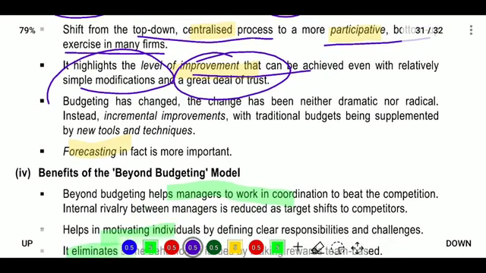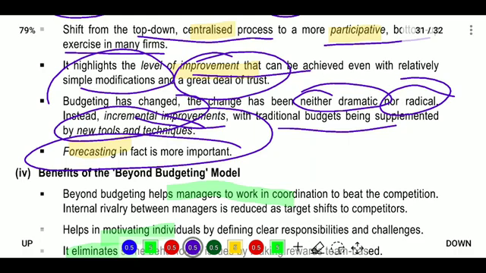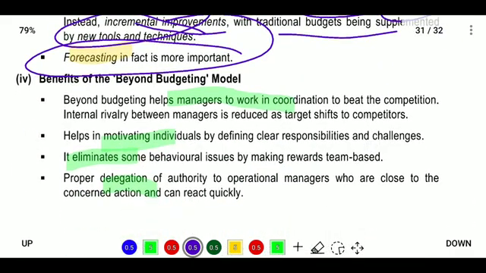Next, budgeting changes are neither dramatic nor radical, so it is not re-engineering by our competitors. Here there are incremental improvements, with traditional budgeting being supplemented by new tools and techniques. Here we will use forecasting, which is in fact more important; we will prepare provisions and projections based on that. Next, benefits of the beyond budgeting model.